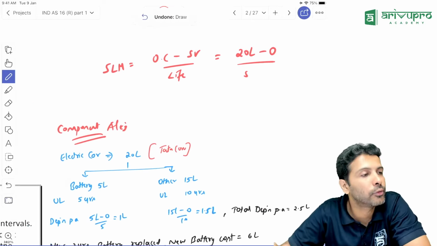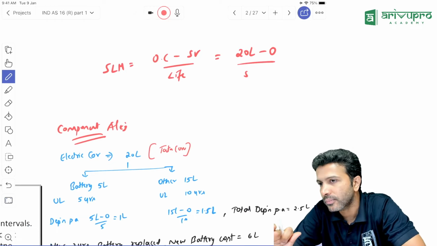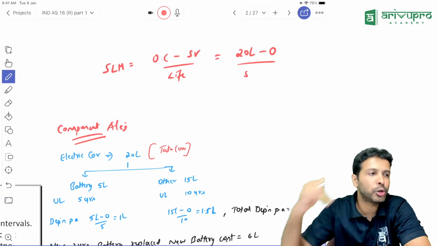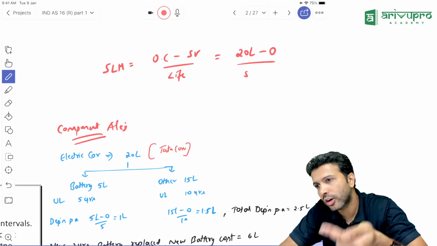Any confusion in this calculation? This is not the concept we are looking at, but to do the replacement parts, we need to be aware of this as well. Can I move on to the next?